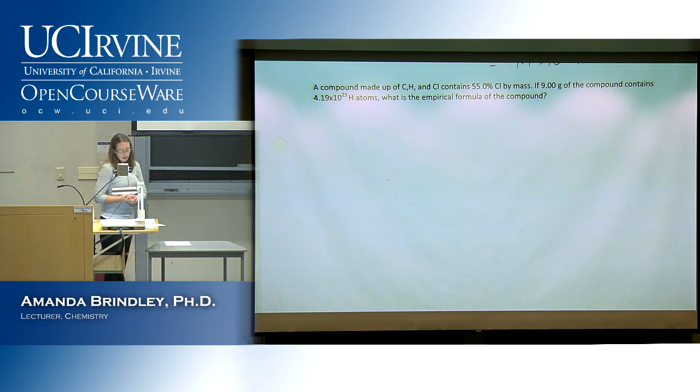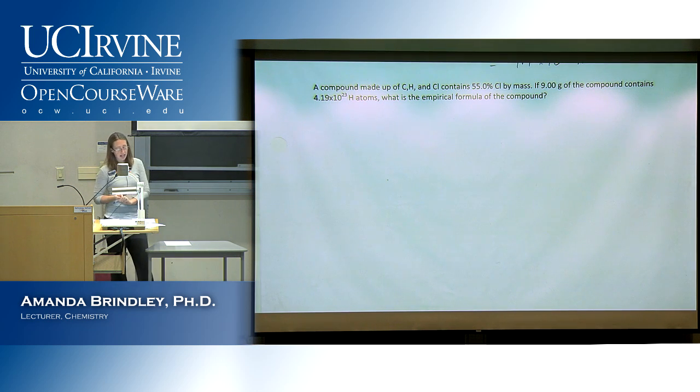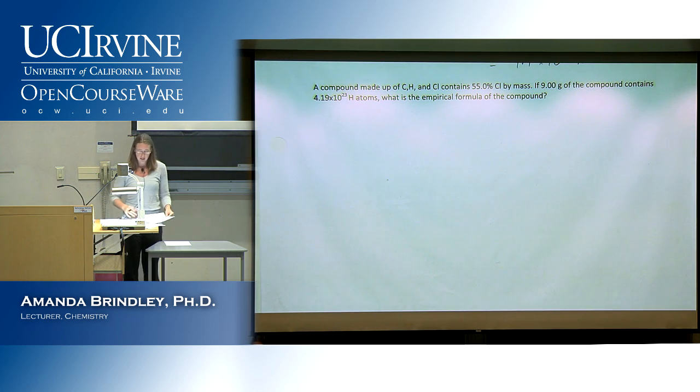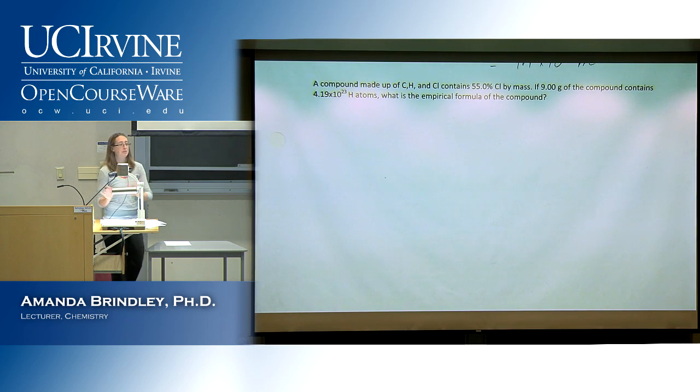So here we have a compound made up of C, H and Cl, contains 55% chlorine by mass. We have 5 grams of the compound containing this many hydrogen atoms. What's the empirical formula? Okay. So a lot of you didn't like the empirical formula one, so we'll spend some extra time on this. Make sure you interrupt me if I do something you're not sure of why I did.